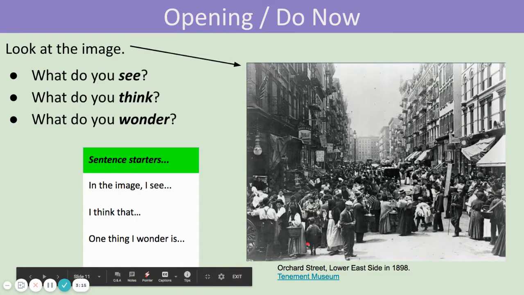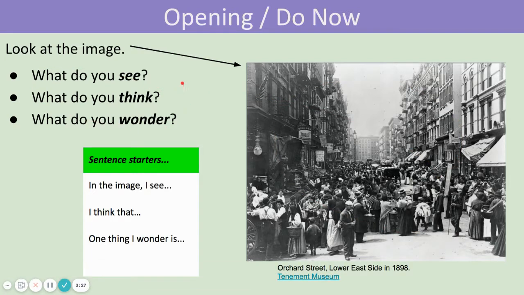Good. Let's look at this image. This is an image of New York City's Lower East Side in 1898. As you look at the image, I want you to focus on these questions. What do you see? What do you think? What do you wonder?